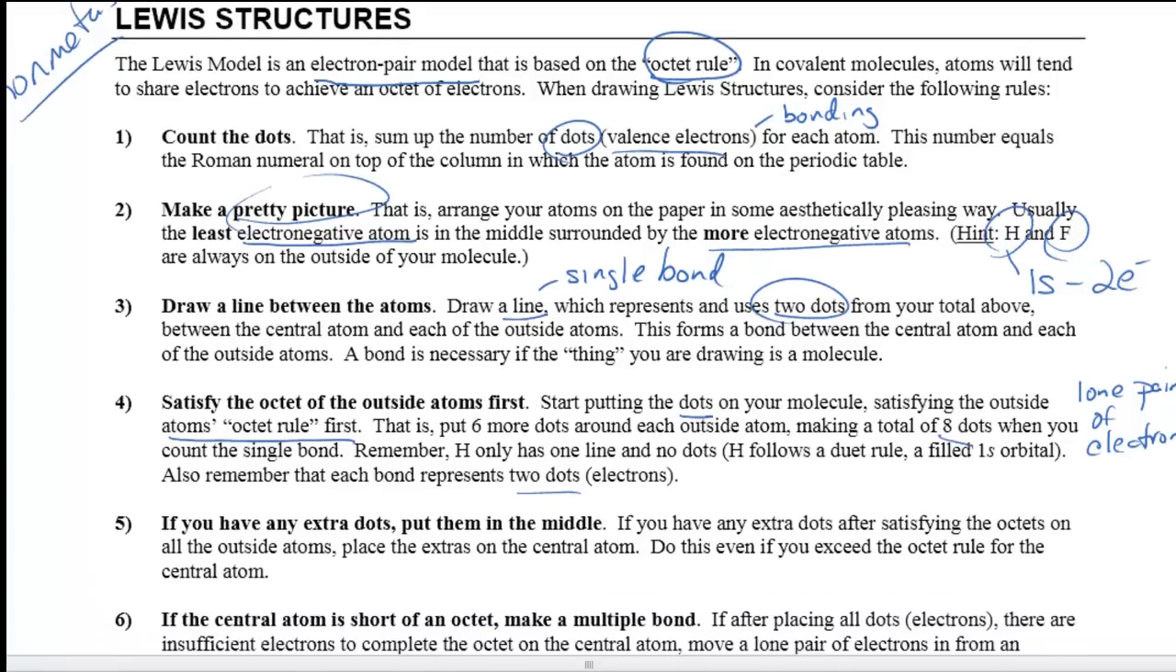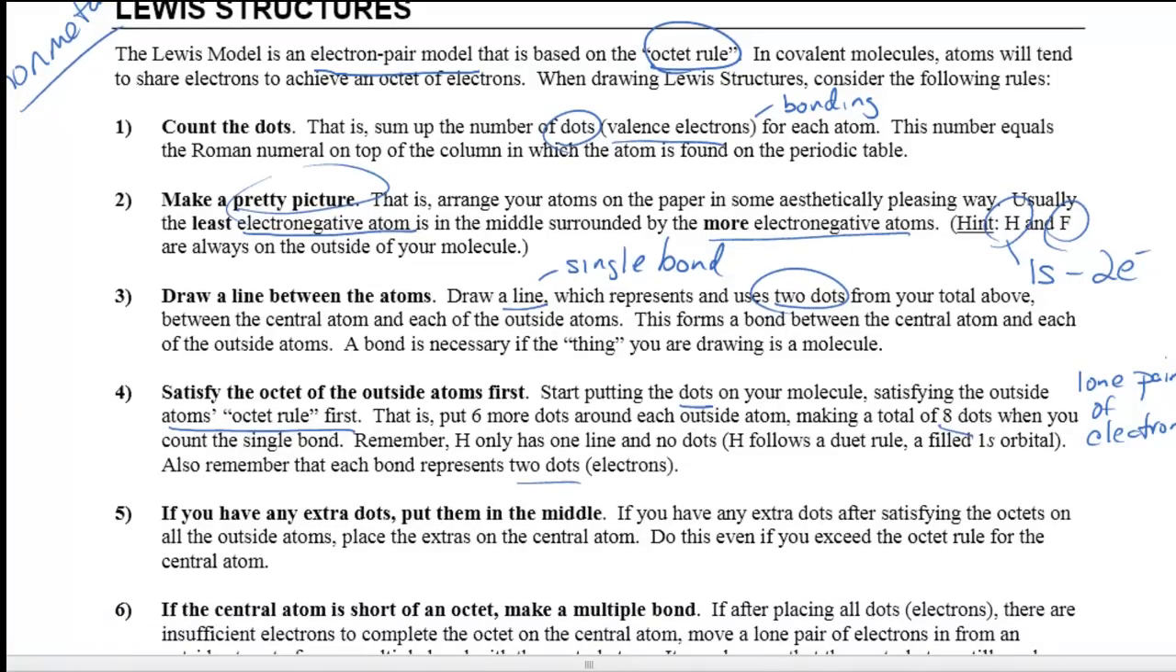Now, if we complete all the outside atoms and we still have extra electrons left, we're going to put those extra dots on that central atom. Place the extra dots on the central atom. And sometimes, and we'll talk about when this can occur, the central atom will exceed the octet rule. But if something is going to exceed the octet rule, it needs to be the central atom.